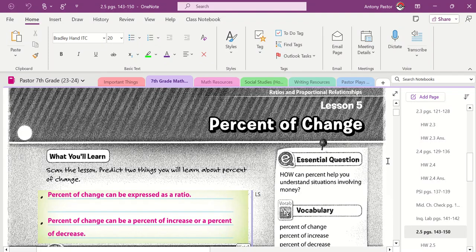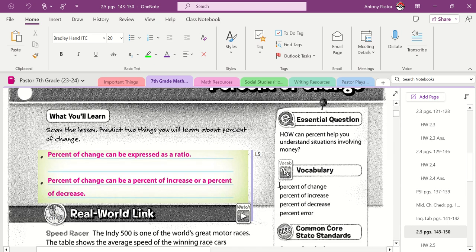P. Today we're doing 7th grade math. This is Chapter 2, Lesson 5, and we're dealing with percent of change. We're going to have quite the amount of vocabulary words today: percent of change, percent of increase, percent of decrease, and percent error. So it's going to be very important that you guys have your notes ready to go, as we are going to need to define every single one of those terms and then understand the process of finding those terms.